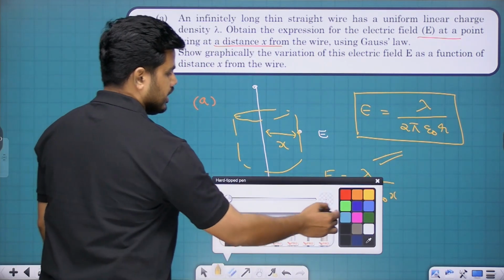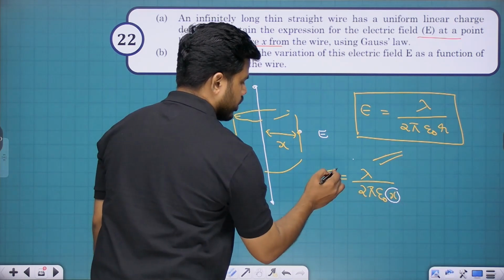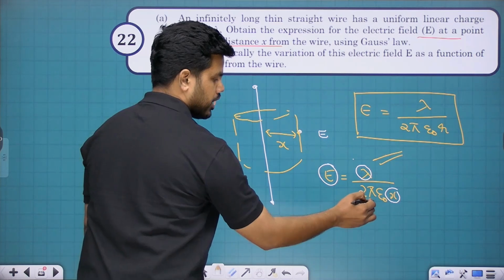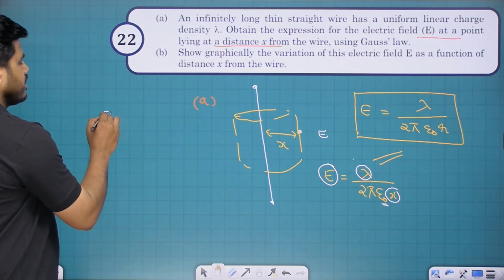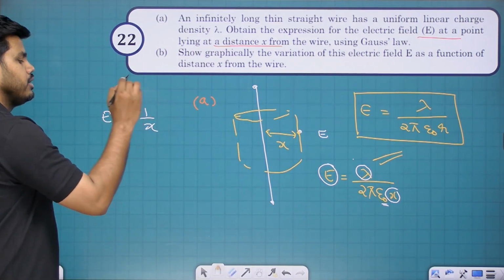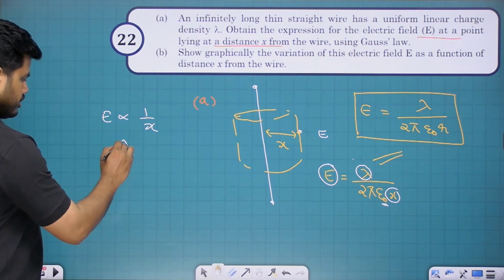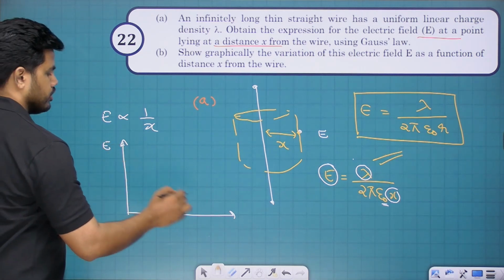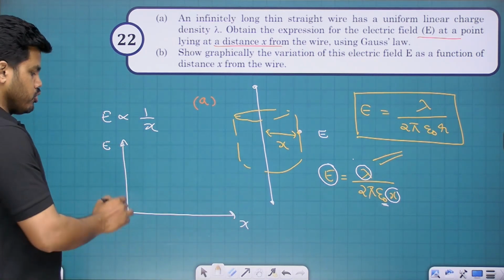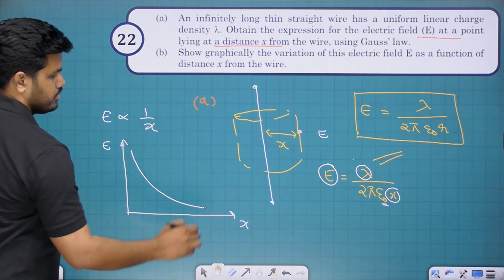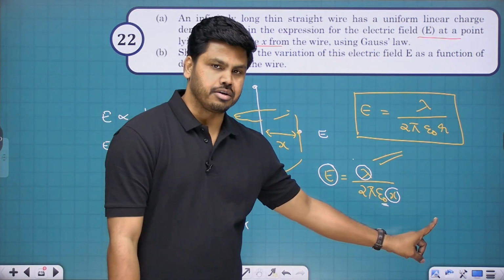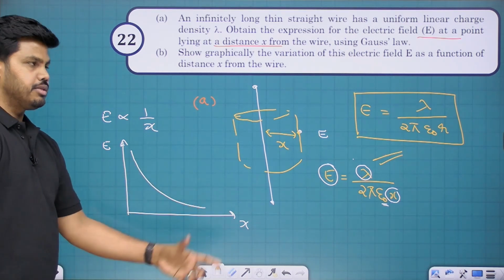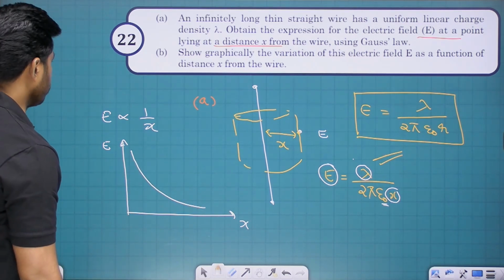If you want to draw the E versus x graph, you should know the relation between E and x. Lambda is a constant, 2 is a numerical constant, pi is constant, epsilon 0 is constant. We can say E is inversely proportional to the distance x. So what about the graphical representation? If you take E with respect to x, inversely proportional, right? So this is how the electric field is decreasing. Yes. So this is the derivation and graphical representation of electric field with respect to distance. So that question was easy.